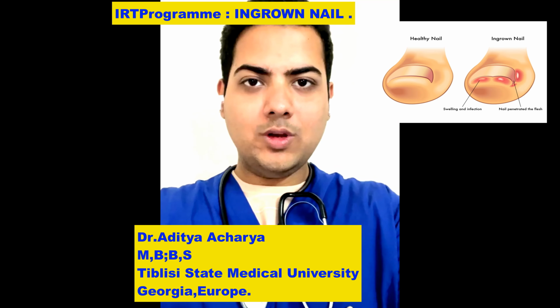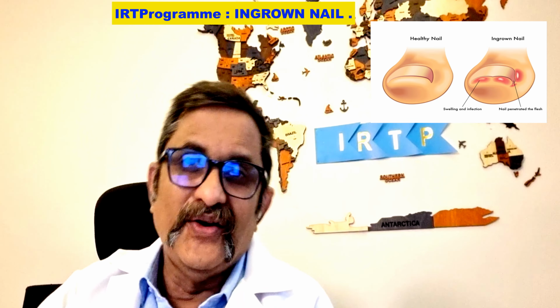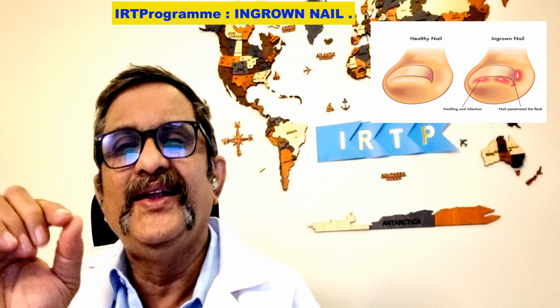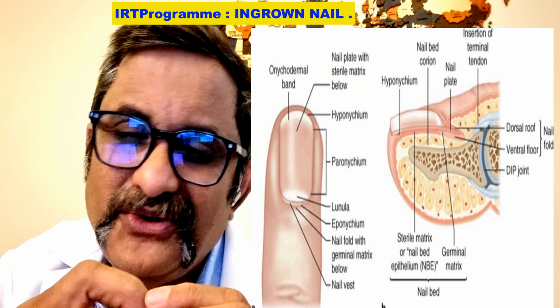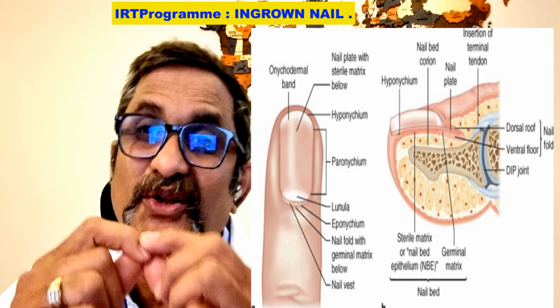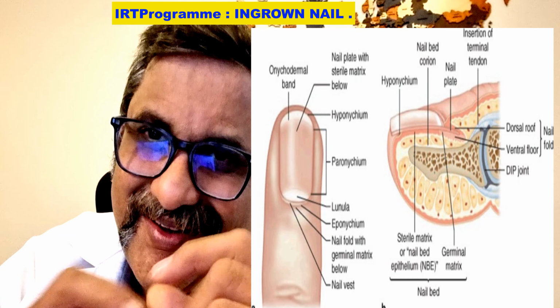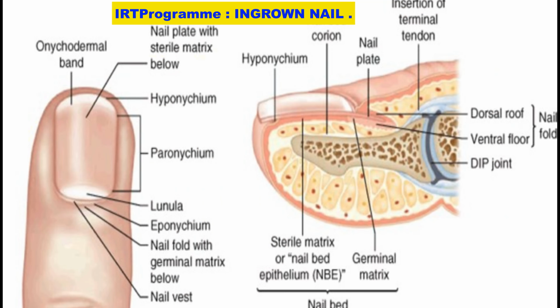What is an ingrown nail? Before I go into what is an ingrowing nail, let us understand what is a normal nail. Initially, at this level, you have the nail vest into which the nail looks as if it is inserted. It's the other way around. It is secreted out. It is coming out from the nail vest under which the germinal matrix is there. So, the nail fold with germinal matrix below.